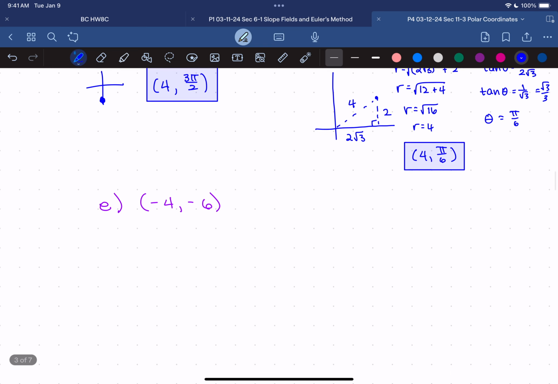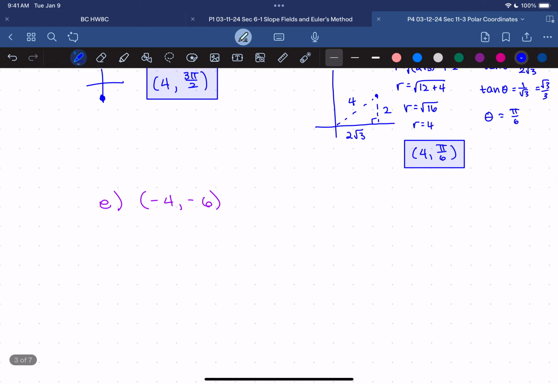Now I do have one more here. This guy right here is in quadrant 3. So when we do theta, we just have to add pi. So let's take a look and see why this works. Okay, so r is the square root of x squared plus y squared. That'll be 16 plus 36, which is 52, which simplifies to 2 root 13.